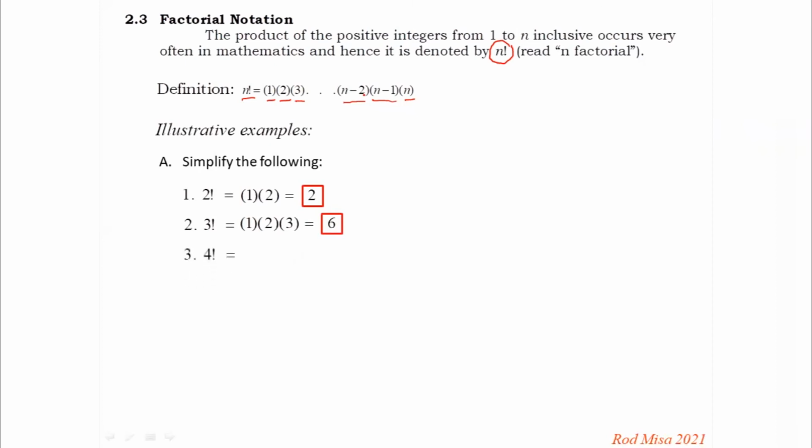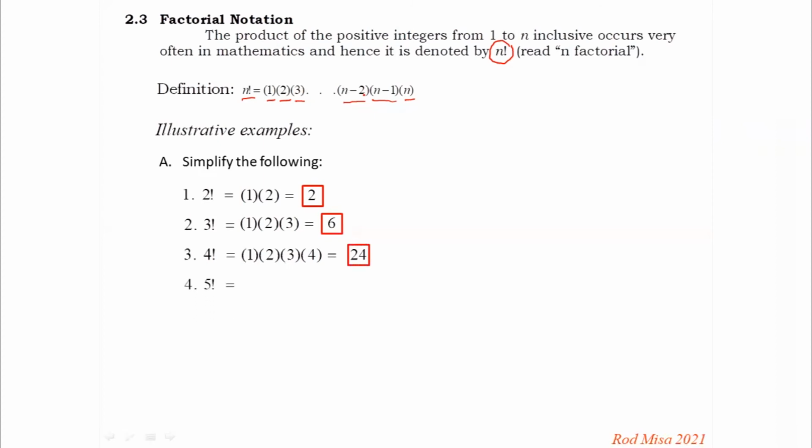What is 4 factorial here? 4 factorial is again a product from 1 to 4. So multiplying these numbers, 1 times 2 times 3 times 4, we have a product of 24.